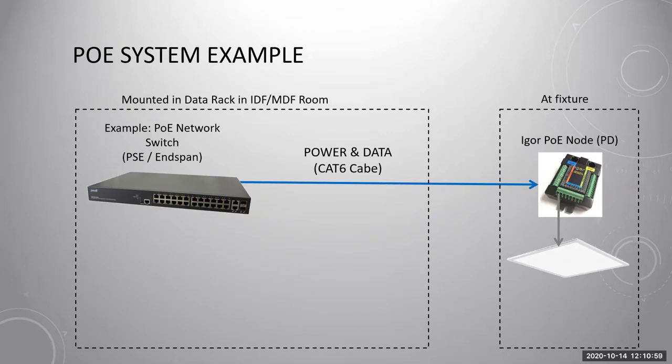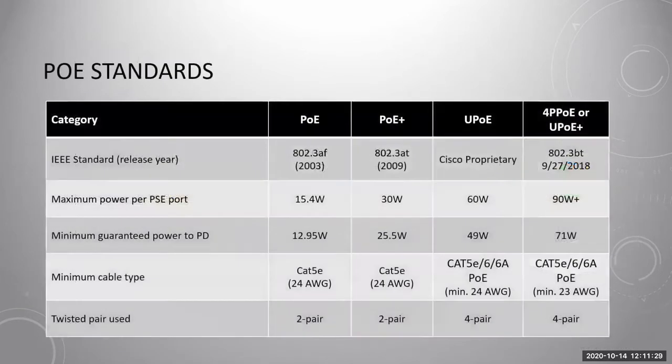And so here's an example of an Igor node. The Igor nodes will typically replace what would traditionally be your line voltage LED driver. It's got built-in LED driver functionality for powering and dimming connected light fixtures. But it's got a number of other capabilities, I/O points for picking up sensors and wall switches and such. We'll get into that a little bit later on as well.